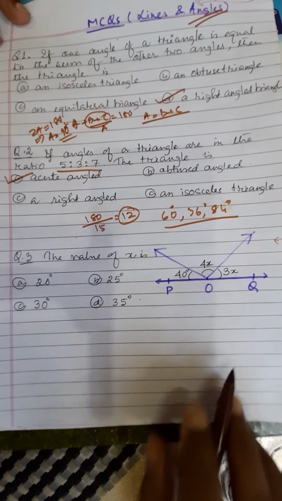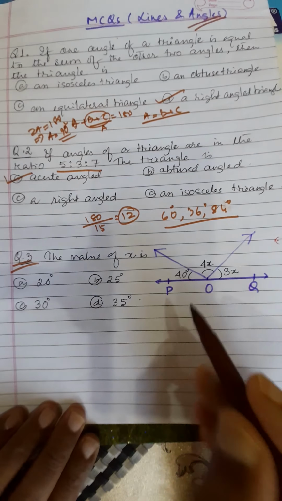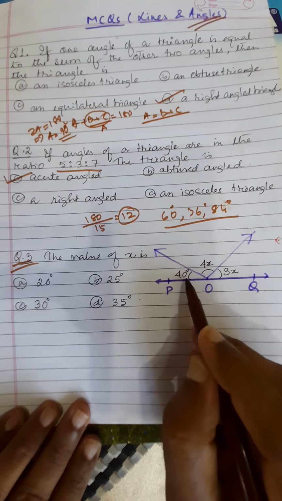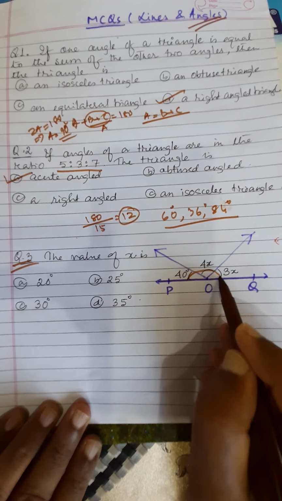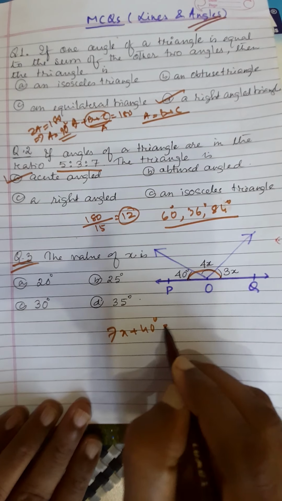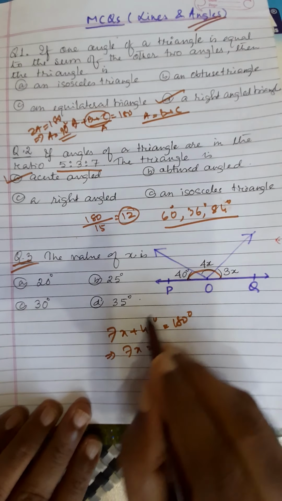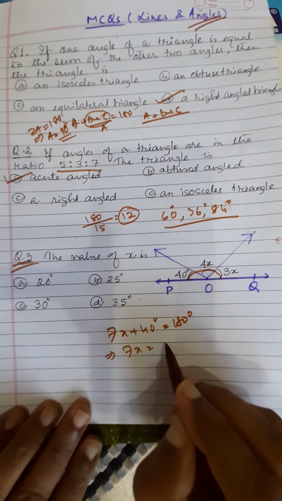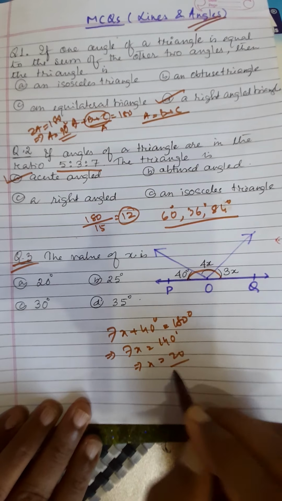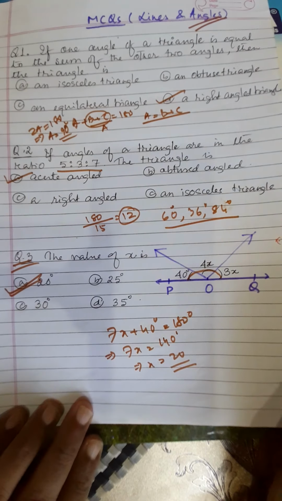Third question, question number 3. See, the value of x in the figure. This is the figure. What is the sum of all these angles? That is 4x plus 3x, 7x. 7x plus 40 is equal to 180. So 7x is equal to 180 minus 40, that is 140. So x is equal to what? If we divide by 7, we get 20. X is equal to 20 degrees. So 20 degrees is the correct option.